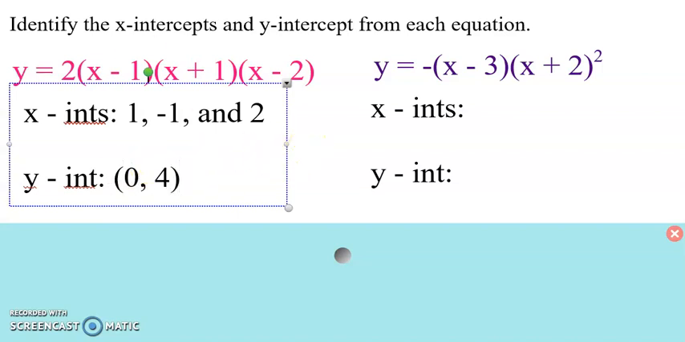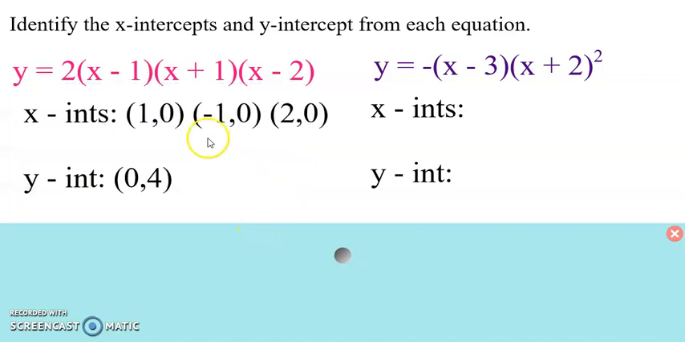I'm actually going to rewrite my x-intercepts here. Okay, so there are my 3 x-intercepts here because I have 3 factors. And here's my 1 y-intercept, which is a product of these numbers. All right, go ahead and pause and give this one a try.